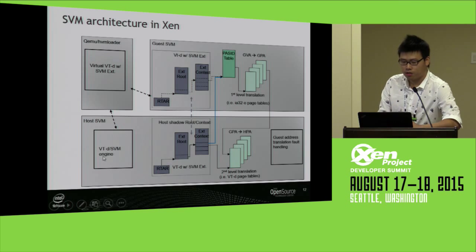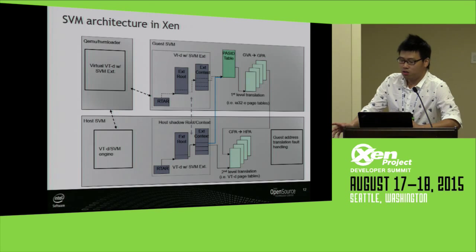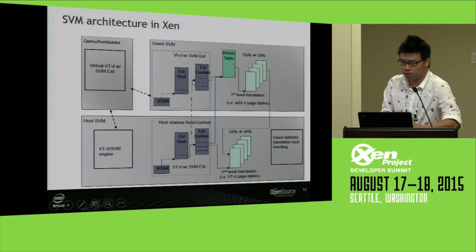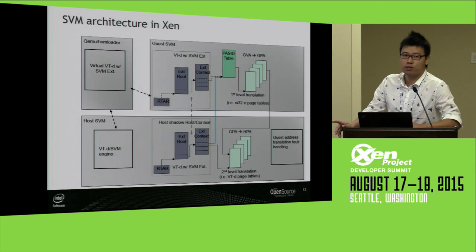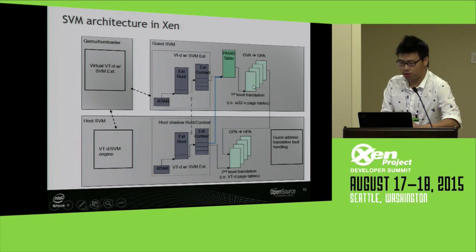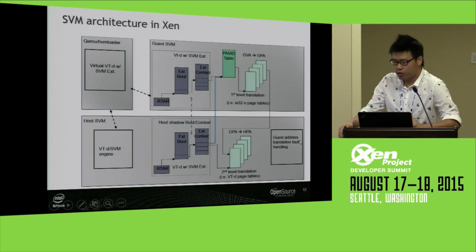And in the middle part, we need to shadow the guest extended root table and the extended context table. Then, if the guest issues the DMA request with pass ID, we can do the address translation in the nested way: the first level page table, then the second level page table. And here on the right side, we need to handle the address translation for the guests.